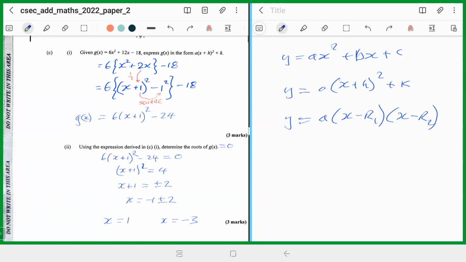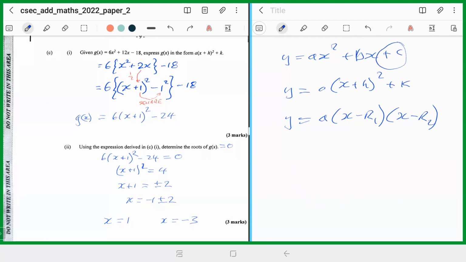So as I was saying, this is the standard form. It tells you some stuff about the quadratic function. The A tells you the shape. If the A is positive, the quadratic function will have a smile shape. If the A is negative, it's going to have a frown shape. That's what the standard form tells you.